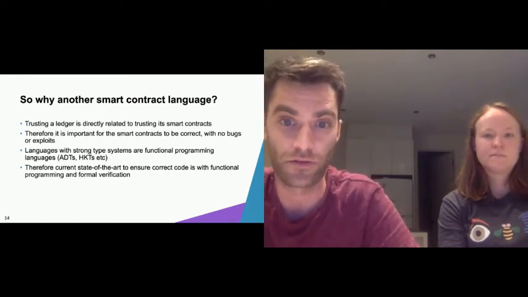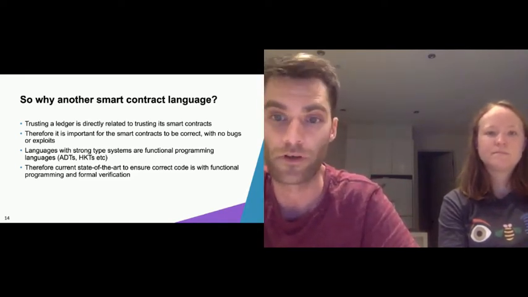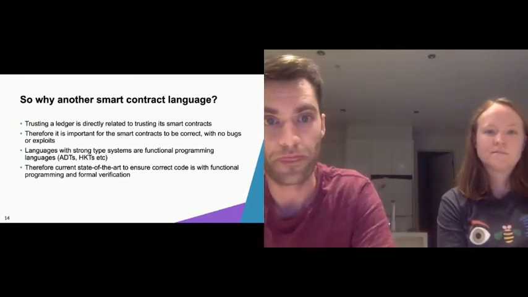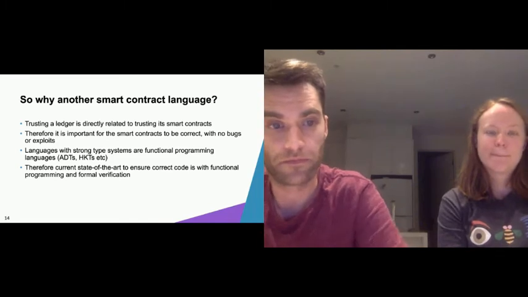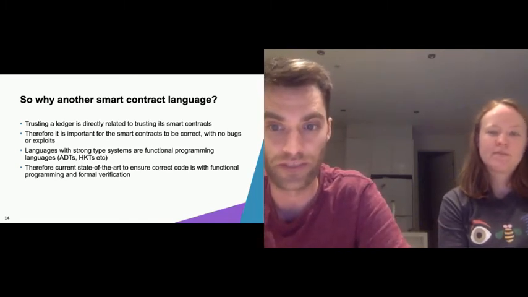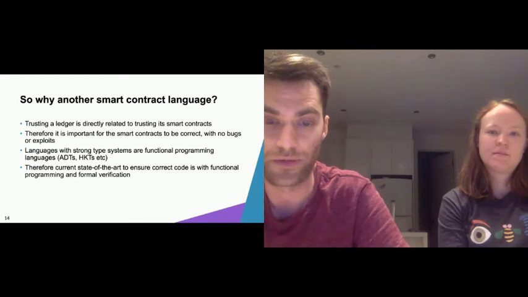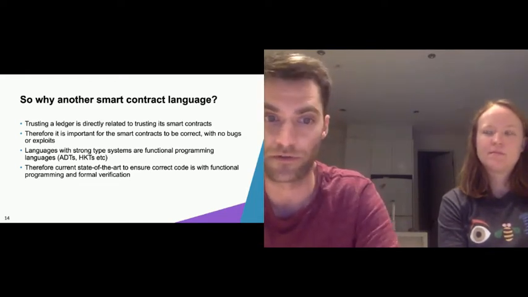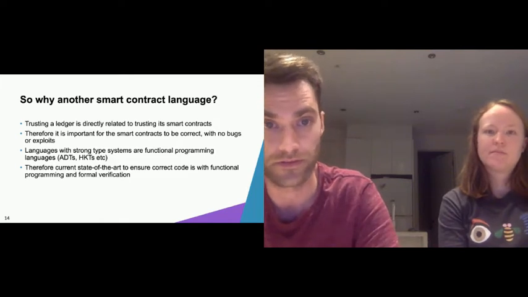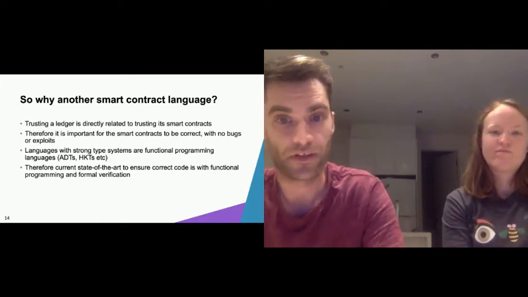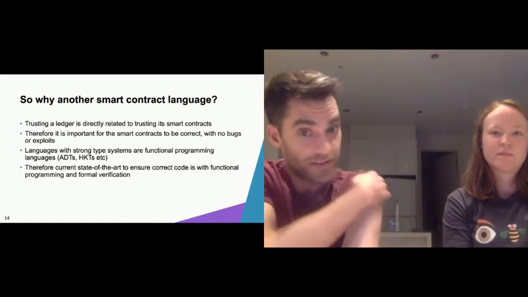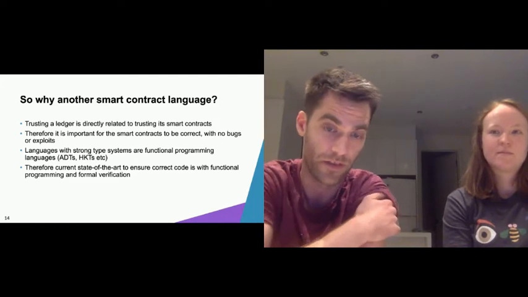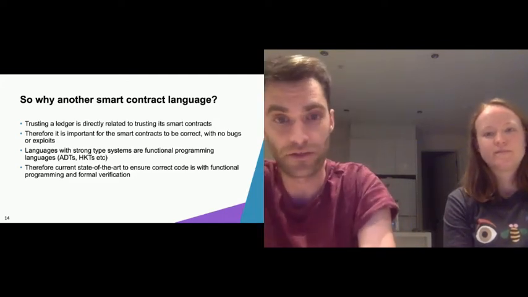The current state of the art to ensure code correctness is with a combination of functional programming and formal verification. And we believe that the ability to have confidence in these smart contracts is worth creating a new smart contract language for, once again, because blockchains are critical systems and this is important. So that's the motivation. Hopefully that convinced at least some of you that this is an interesting and important area to investigate. And that leads me to our actual work.